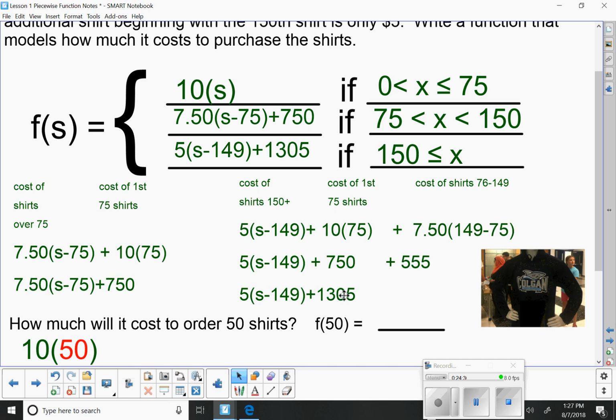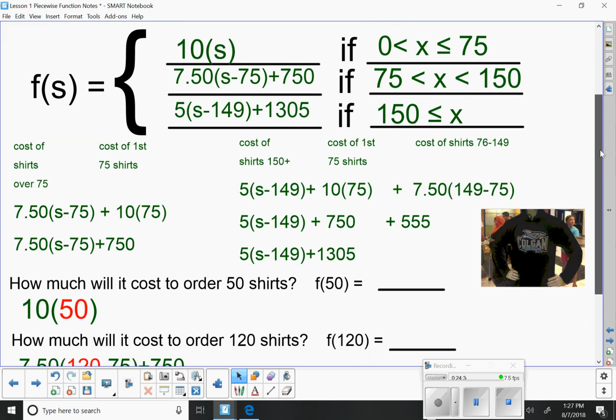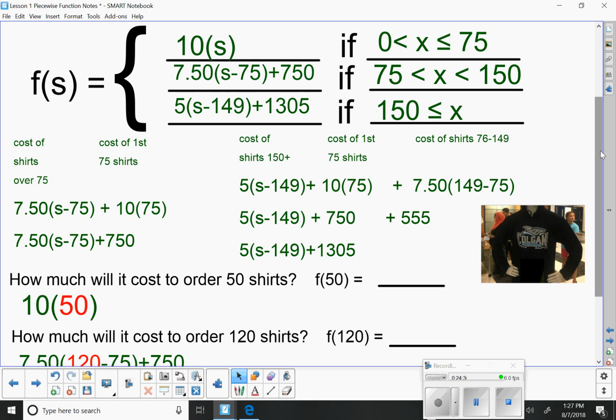Now, how much will it cost you to order 50 shirts? Well, 50 falls in this first category. So 10 times 50, it's going to cost you $500.